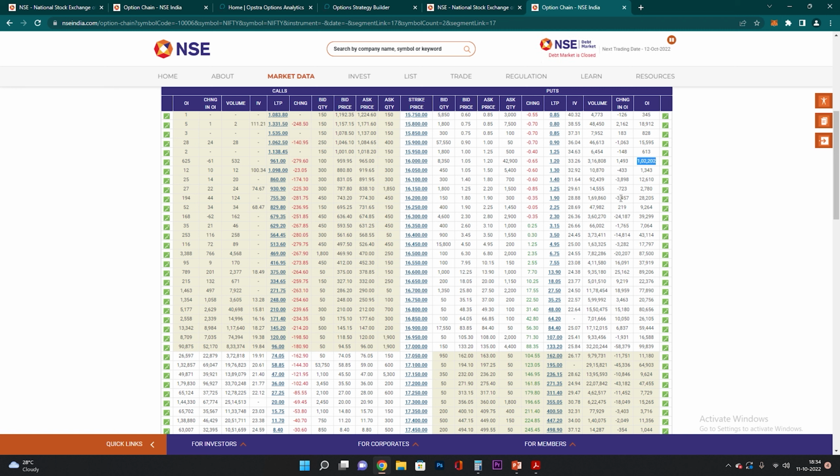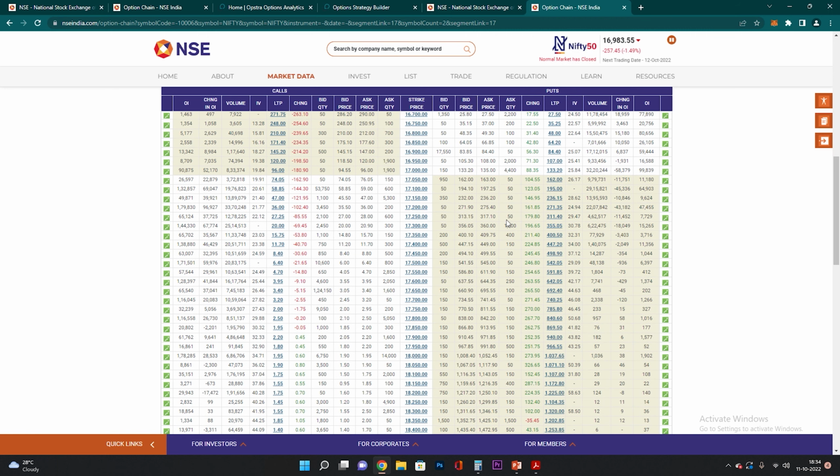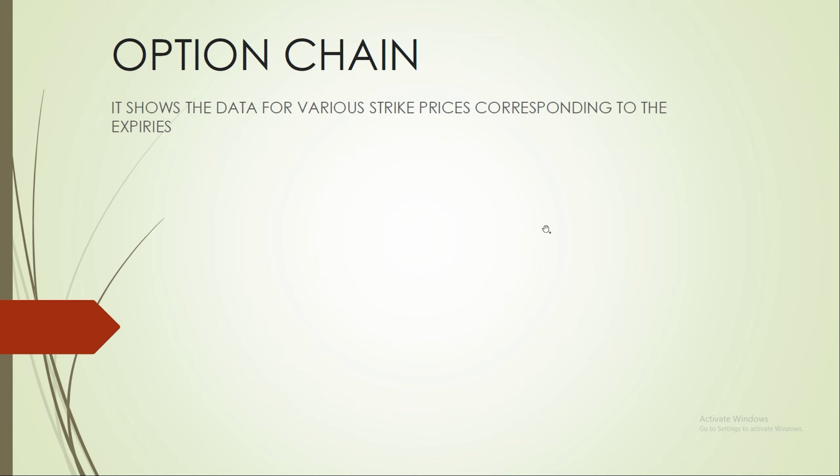So change in open interest, this changes as per the market movements. So these are the basics that you should know before trading in options. Without knowing this, it will be very difficult to trade in options.